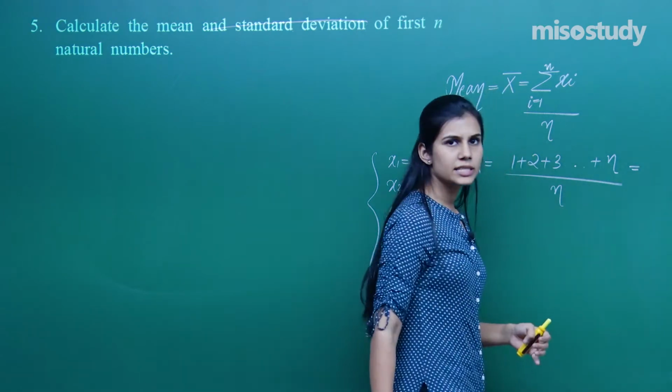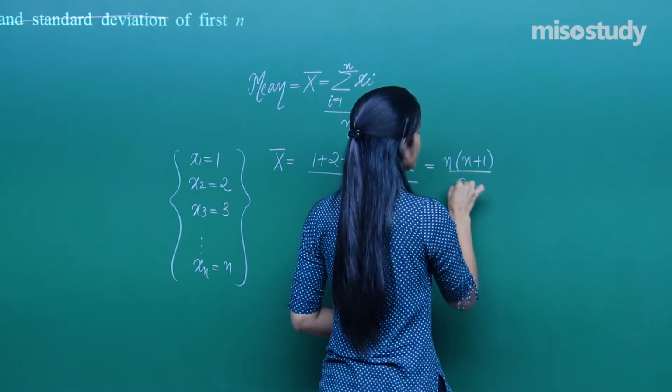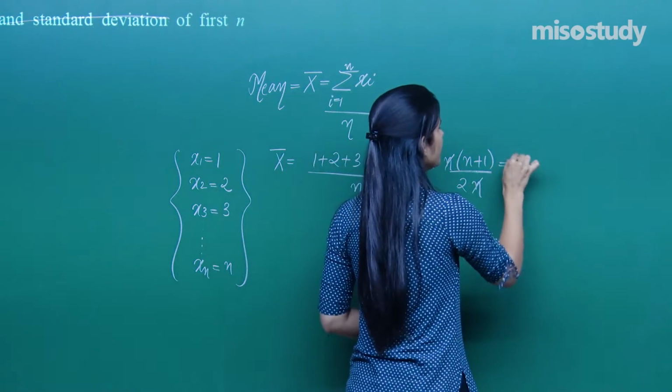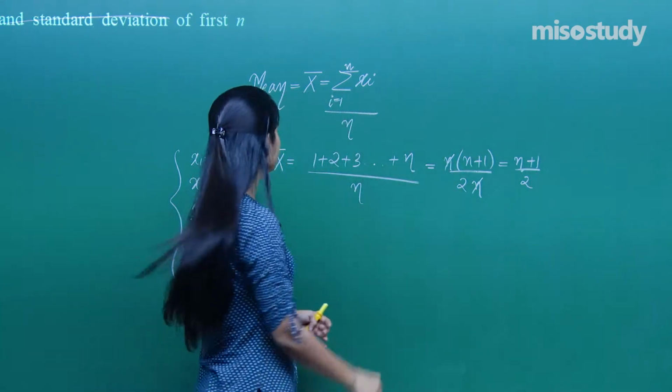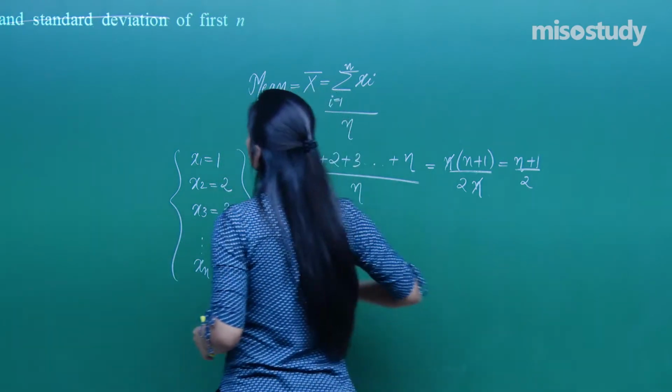I know the sum of first n natural numbers is given by n into n plus 1 by 2, and already this n is over here. So this n cancels out, you are left with n plus 1 by 2. Fine, this is my mean. Let us evaluate the standard deviation as well.